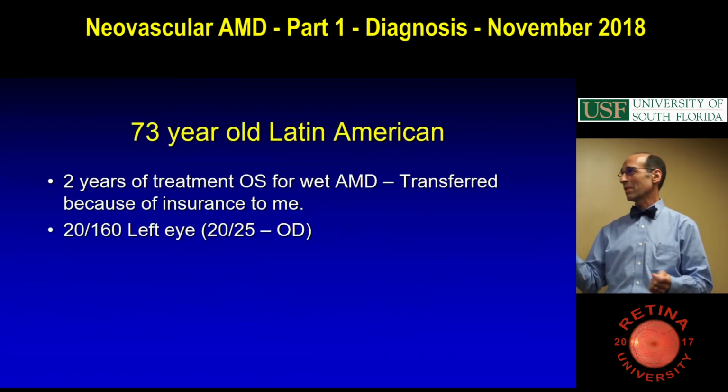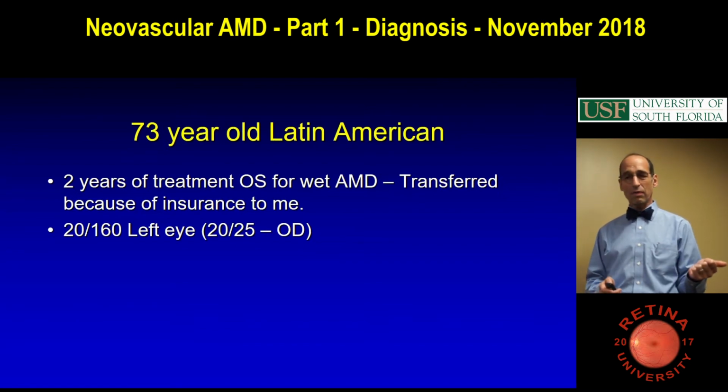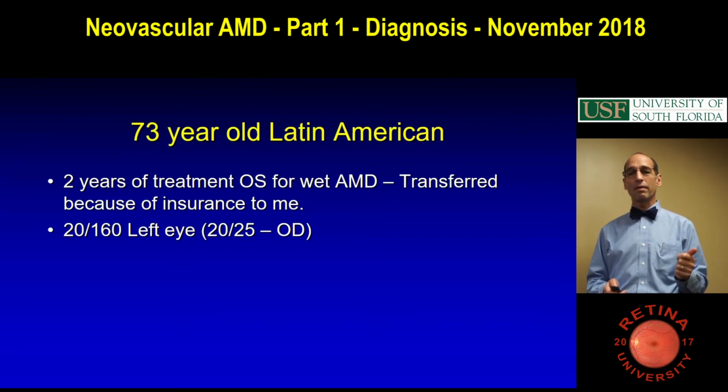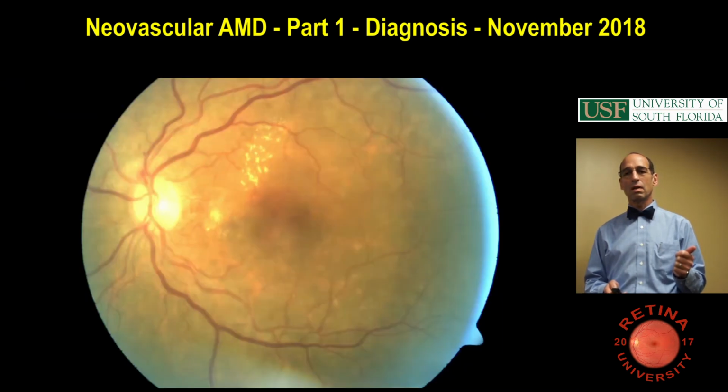This is a 73-year-old woman that I think we've seen this before, but she came to see me. She'd had 2 years of treatment for wet AMD, and she switched to me because of insurance, and her vision was 20/60 in the right eye. Her left eye was good. No, 20/60 in the left eye, I'm sorry.